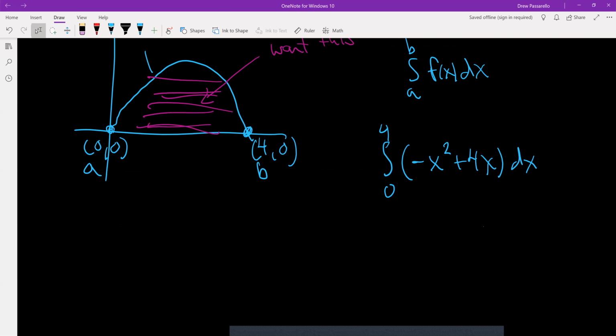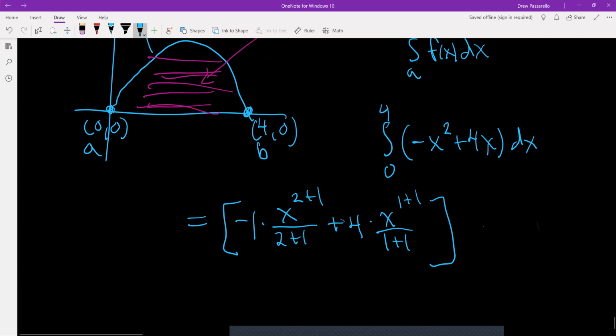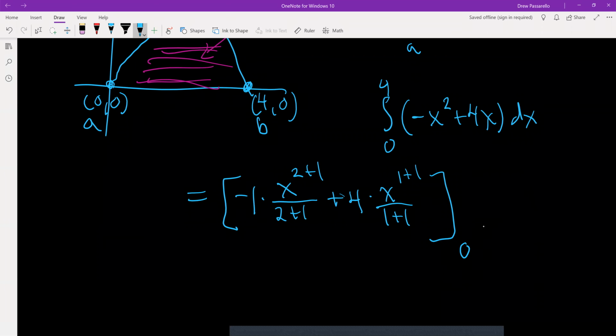All right, so we keep using our power rule for integrating. First off, I would factor out the negative, so it'd be negative 1 times, and then integrating x squared becomes x to the 2 plus 1 divided by 2 plus 1. Integrating 4x, you factor out the 4 and integrate x. x is x to the first power, so it'll be 4 times x to the 1 plus 1 divided by 1 plus 1. And then I have the brackets, since I'm dealing with the definite integral, and it goes from 0 to 4.